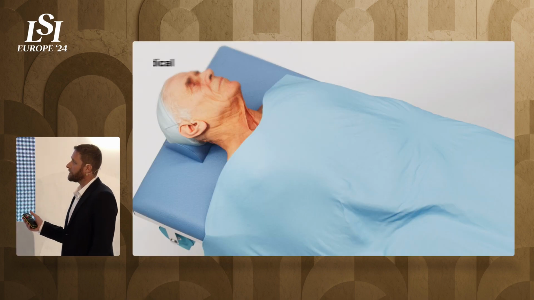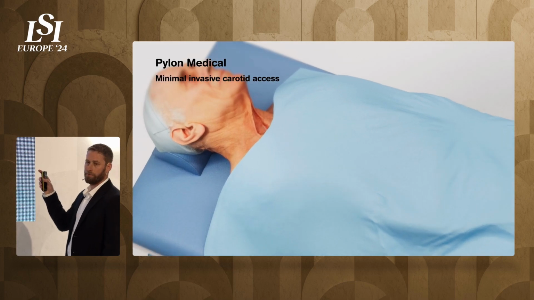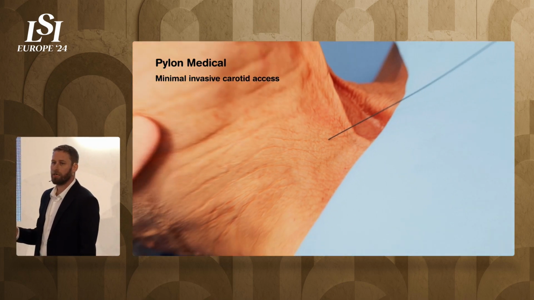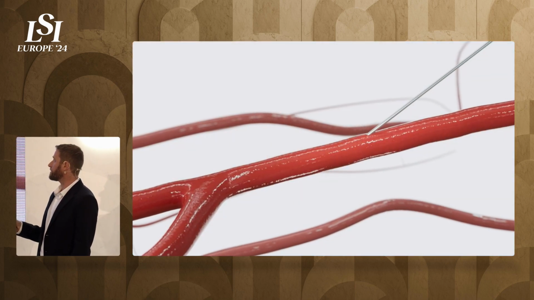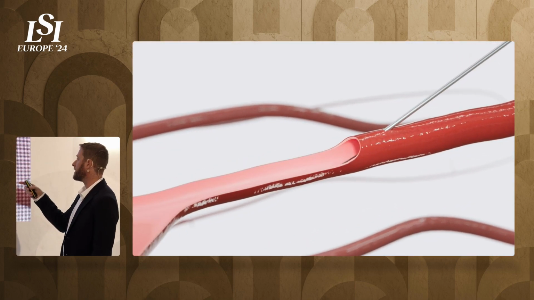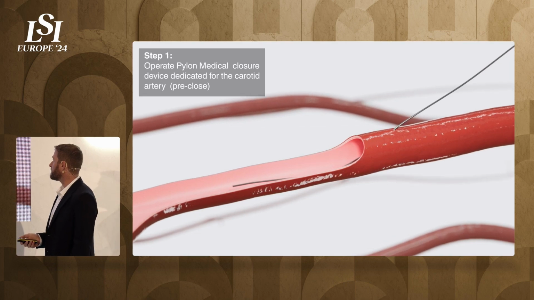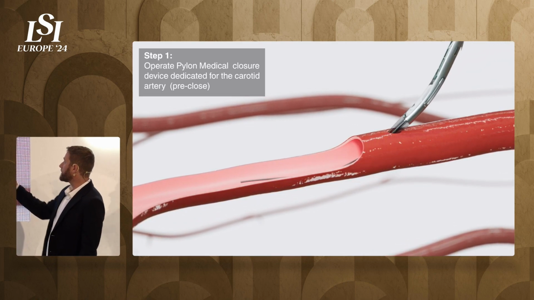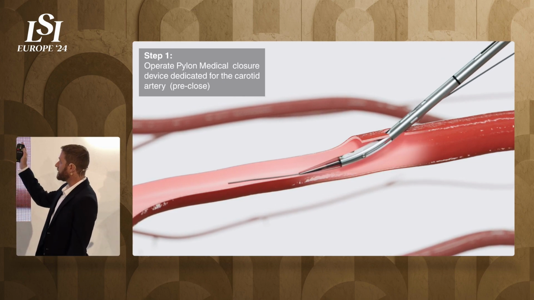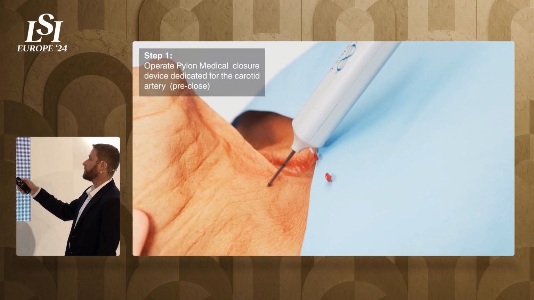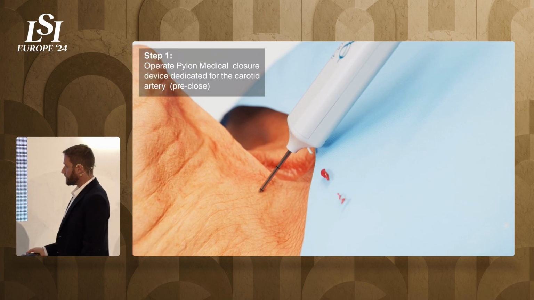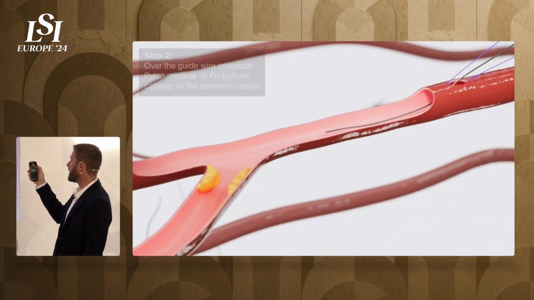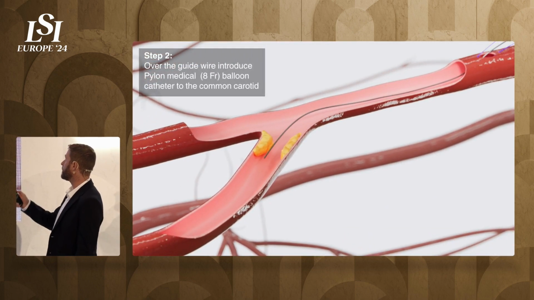So we are going directly to the carotid with a micropuncture set, placing a guide wire in the carotid. Once the guide wire is in, we can introduce our closure device on top of the guide wire. And then we are placing a suture from one side of the puncture to the other side of the puncture. Once we establish that, we can continue the entire procedure by inserting Pylon's balloon catheters over the guide wire.